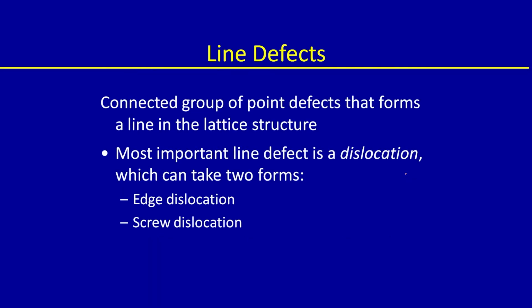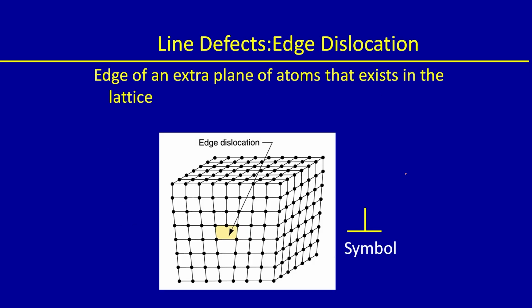Then you have a line defect, which is nothing but a connected group of point defects that form a line in the lattice structure, and we talked about 2 dislocations, edge and screw. This edge dislocation is nothing but an extra row of atoms, you can see here, this is the extra row of atoms, this one which is missing at the bottom below this, and this is your slip plane, correct. That is why this is the symbol used.